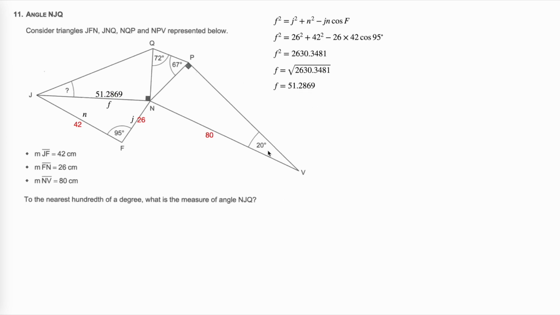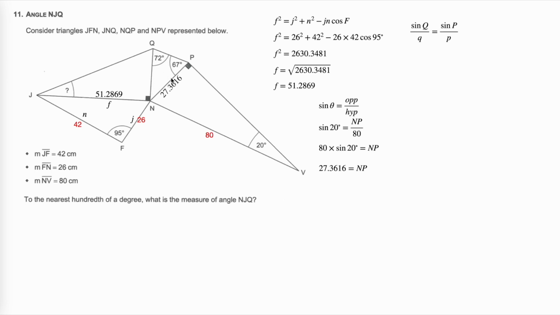This is a right angled triangle down here. NPV is a right angled triangle. I'm after this side, which is the opposite side. We know the hypotenuse, so that's sine. Sine of our angle is opposite over hypotenuse. The angle is 20 degrees. Sine of 20 is the opposite, which is NP, over the hypotenuse, which is 80. Cross multiply: 80 times sine of 20 is 27.3616.